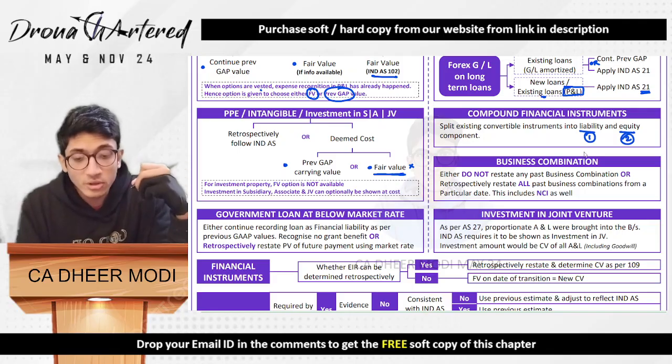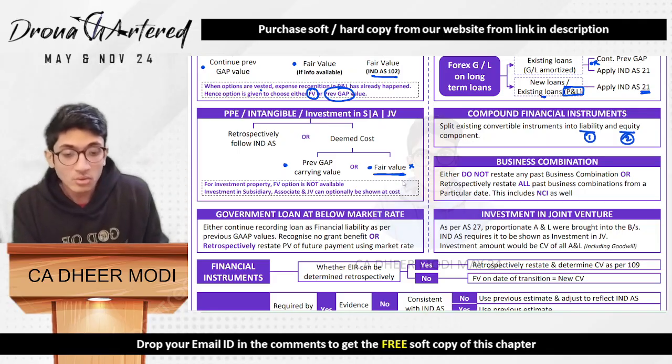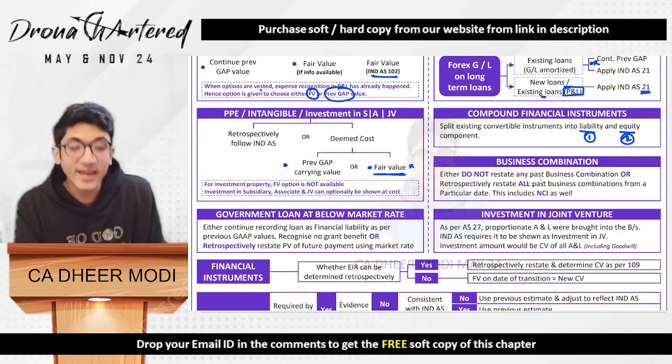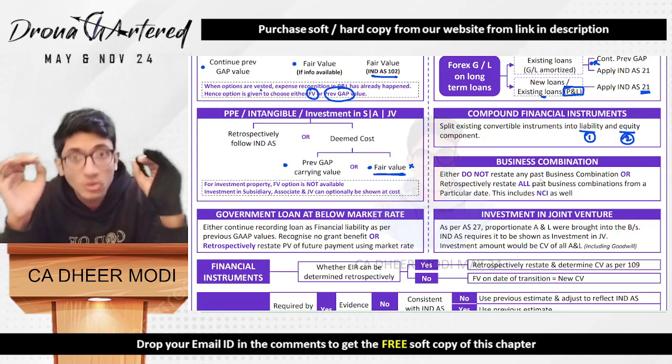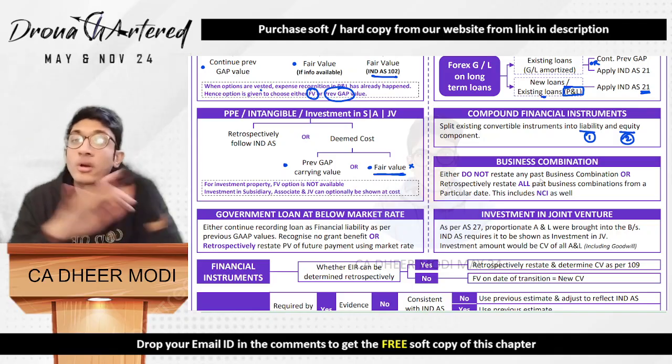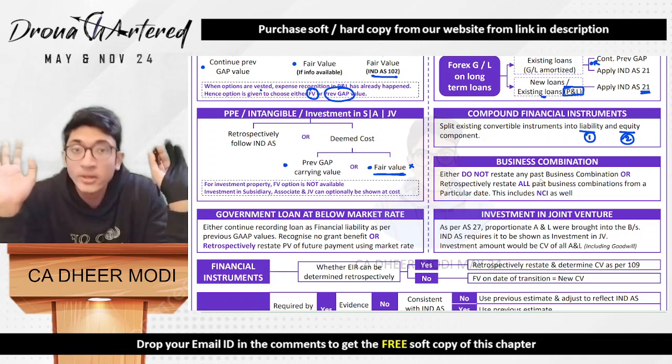Coming to the next, that is your business combination. So either you do not restate any business combination. Any business combination that you've done previously, you do not restate anything, do not touch them. As long as you don't do that, it's okay.